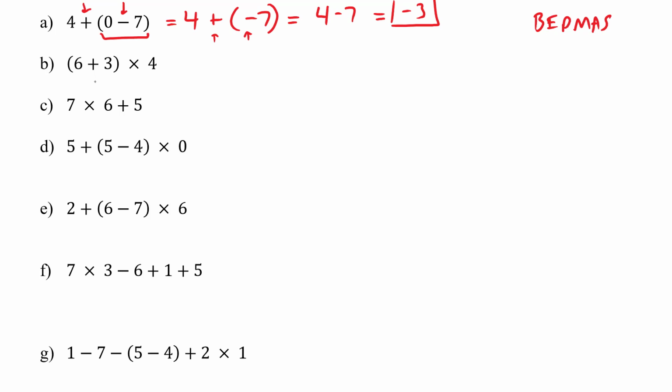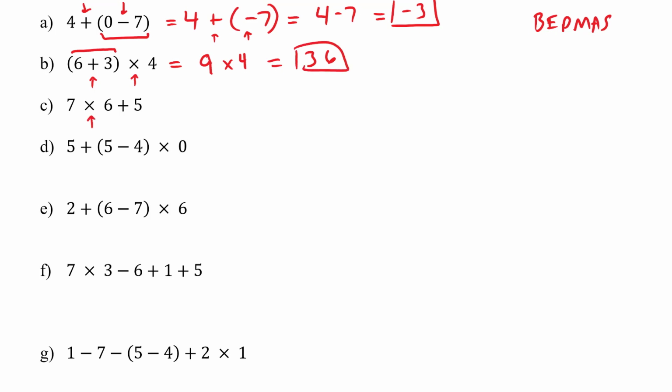The next one now. Once again, we have an addition sign, we have a multiplication sign, but we have brackets to group things together. So we must do our brackets first. 6 plus 3 is 9, times 4 in this situation here equals 36.